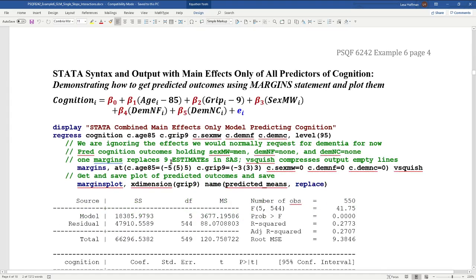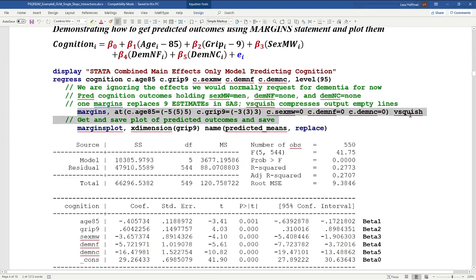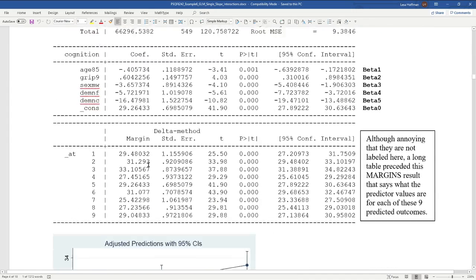Here's the same version in Stata. Notably, margins is a very nice and quick way to get a range of predicted outcomes, and marginsplot throws them into a picture for you. Very slick.